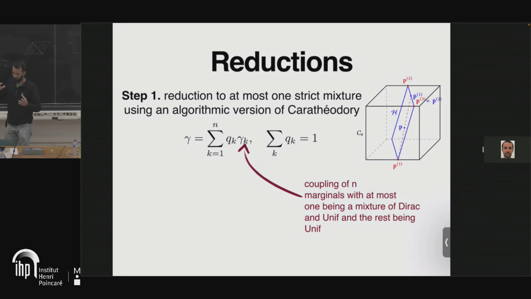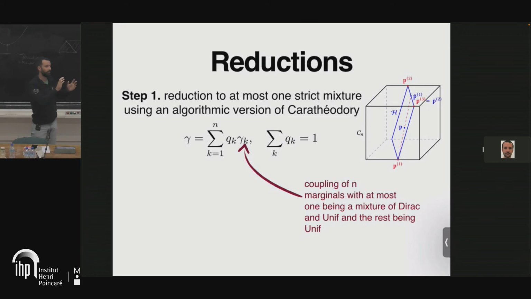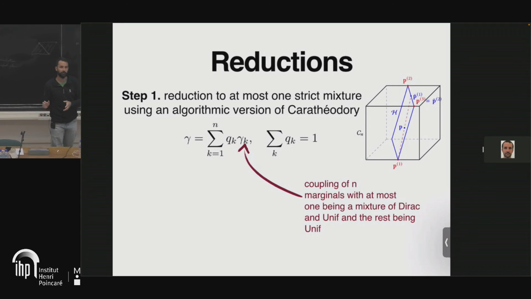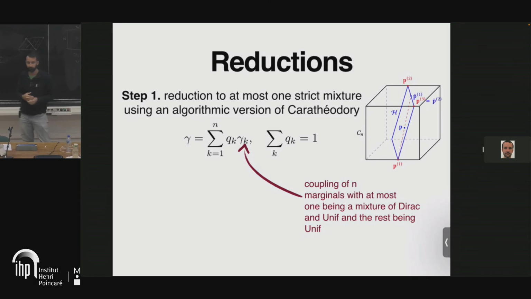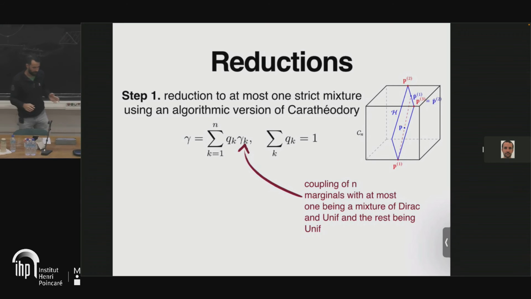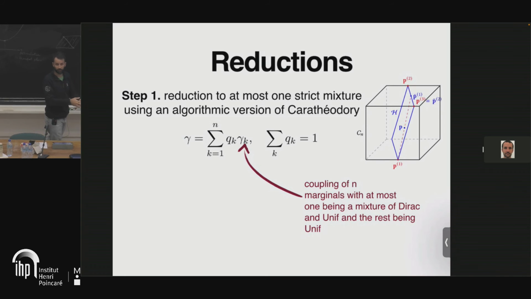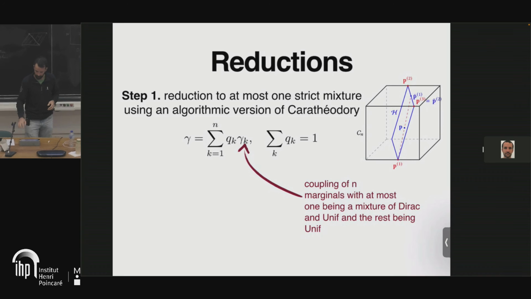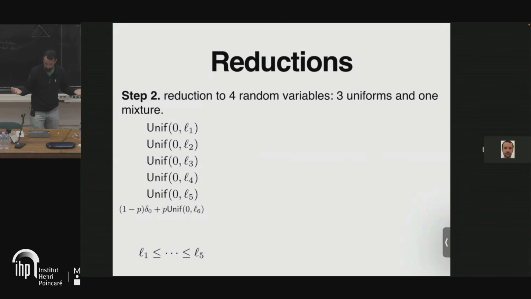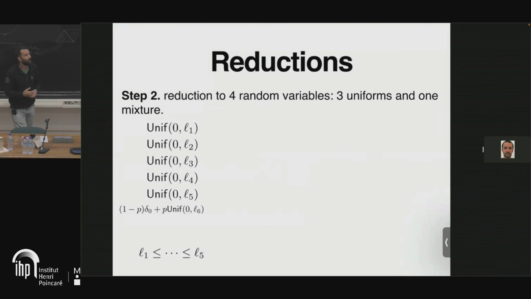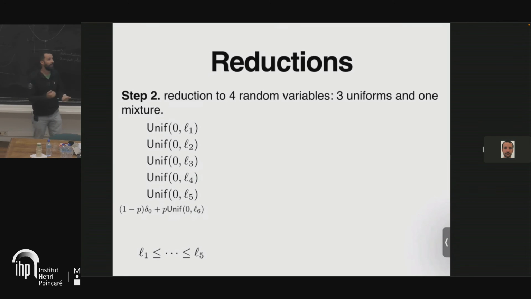So we use that, and thanks to that, instead of having to mix distributions that are sometimes uniforms and sometimes mixtures of uniform and Dirac mass, we're going to end up having to couple only either just uniforms, or just uniforms except one that is possibly a mixture of a Dirac mass in 0 and a uniform. So we get rid of some complexity by doing that. And in the end, I just have to mix a bunch of uniforms and a mixture of a uniform and a Dirac mass.